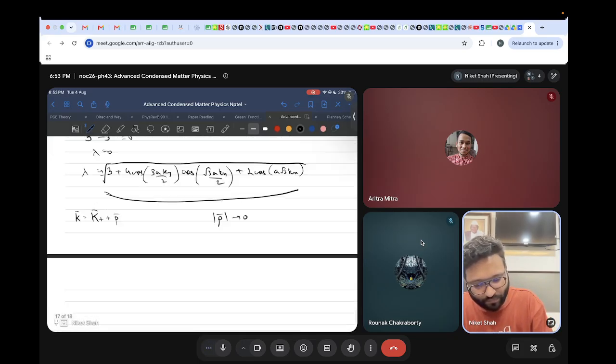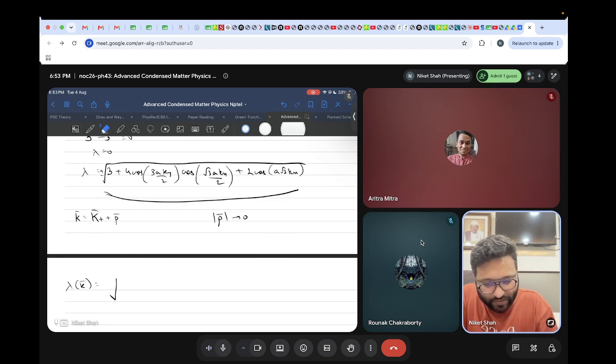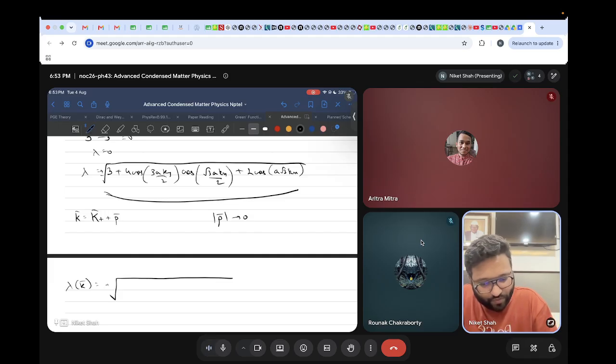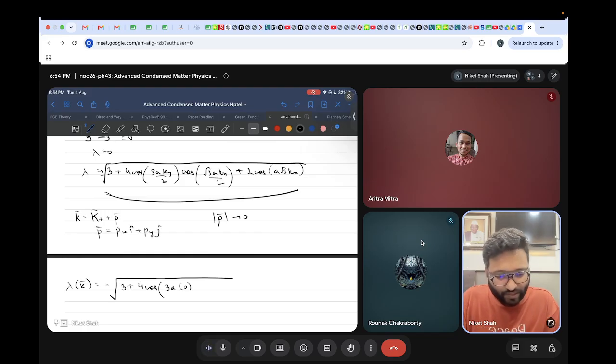So lambda of k is equal to plus minus square root of, I'll take only one sign, let's say plus, square root of 3 plus 4 cos 3a ky, which is 0. But p is both px and py. Obviously p has both px i cap plus py j cap. So I'll have to expand this as well.